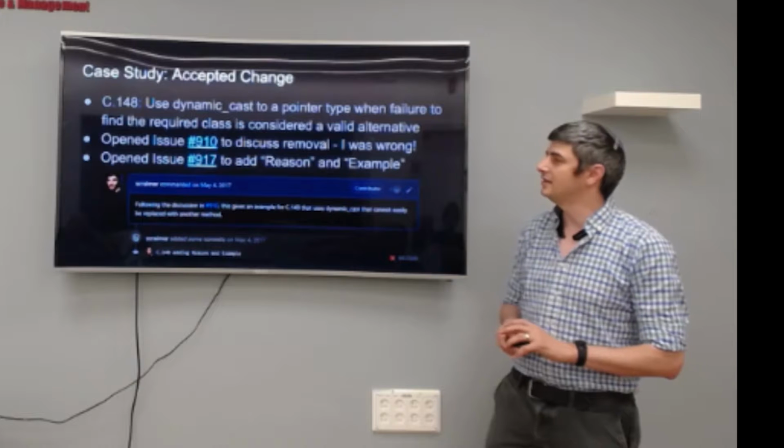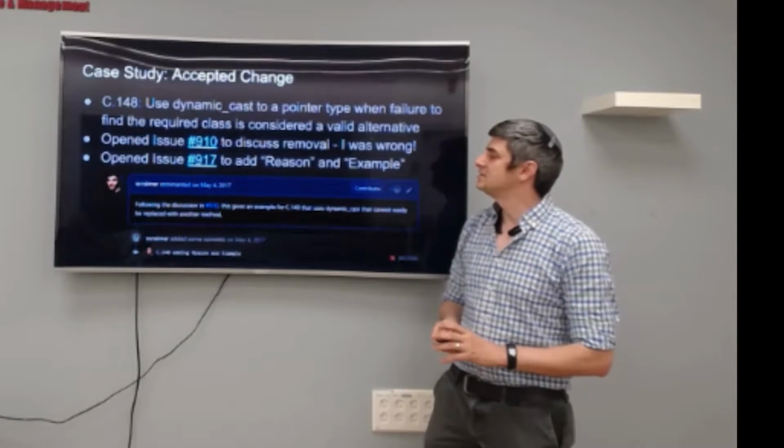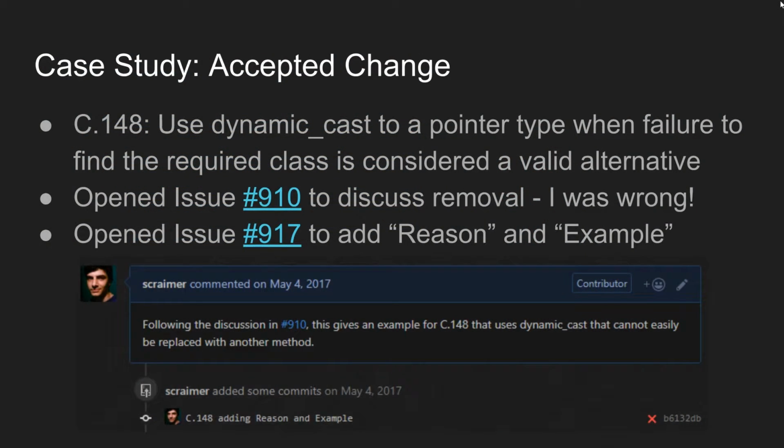There is a guideline, C.148, where it says, use dynamic_cast to a pointer type when failure to find the required class is considered a valid alternative. Now I'm going to explain what it was. I thought it was stupid. I was wrong, because I opened issue 9110 and people said, oh, well, there are cases where we do need this. I was convinced.